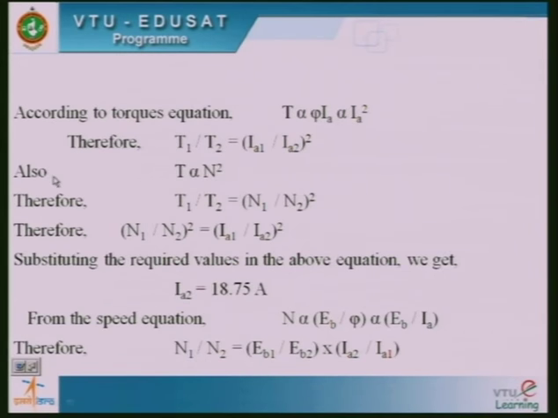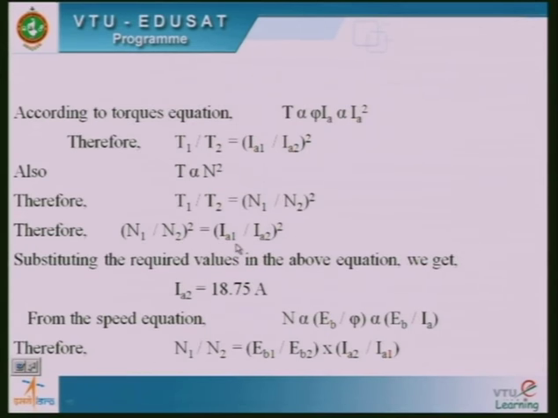Now, it is mentioned in the problem that torque is directly proportional to the square of the speed. So, T1 is directly proportional to N1 square, and T2 is directly proportional to N2 square. So, you get the relationship T1 divided by T2 is equal to N1 divided by N2 whole square. Equate this equation and the earlier equation, where T1 divided by T2 is equal to Ia1 divided by Ia2 whole square. You get N1 divided by N2 whole square is equal to Ia1 divided by Ia2 whole square.